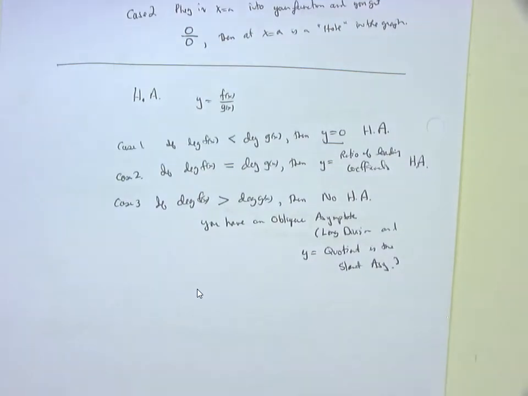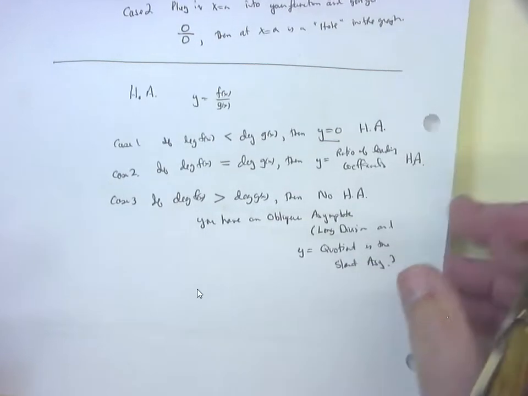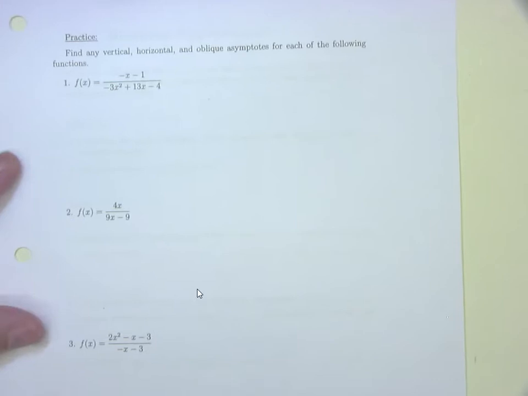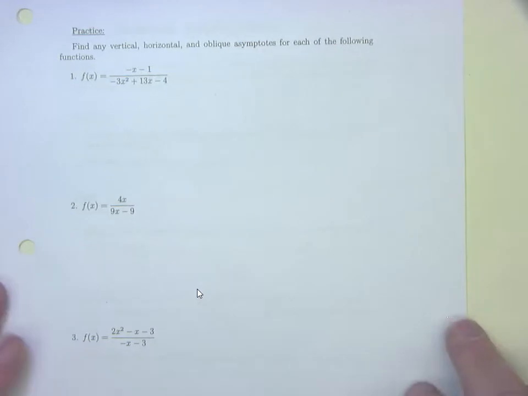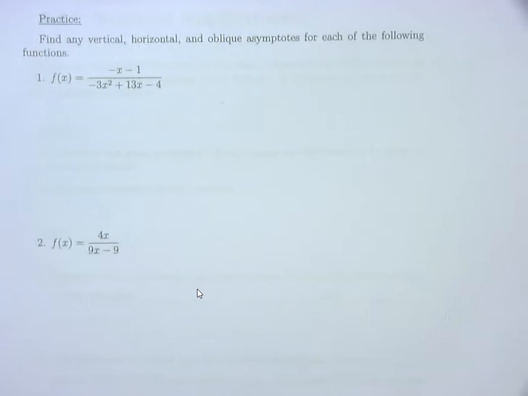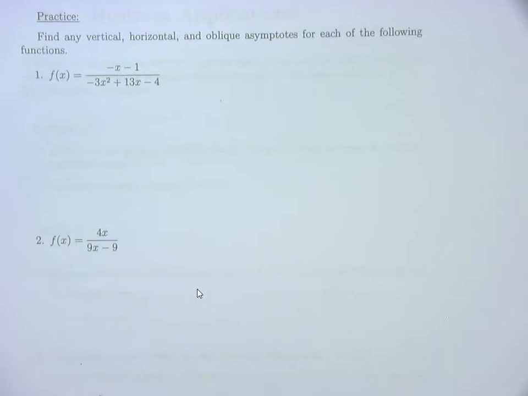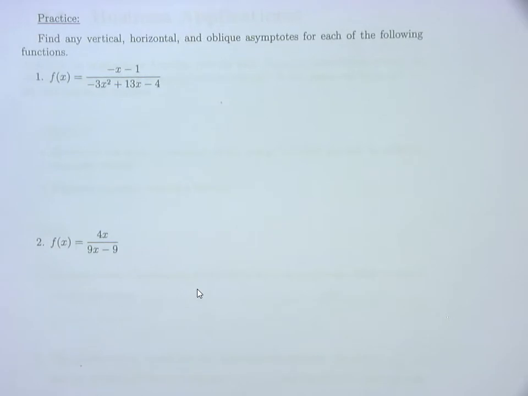So, picking up where we left off last time, we were looking at finding vertical and horizontal asymptotes of rational functions. It was under our practice right here, so let's take a look. In all these directions, they pretty much say the same thing: find any vertical and horizontal and oblique asymptotes for any of the following functions.